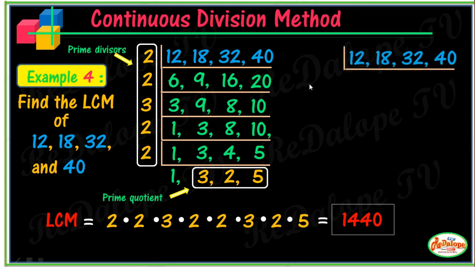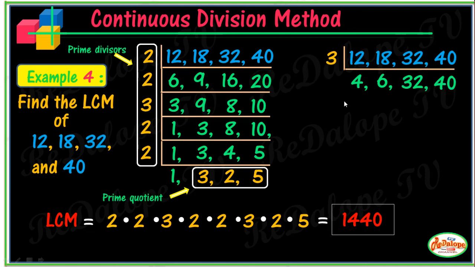Okay, let us try this problem with another solution. 12, 18, 32, 40. Now, if we take notice of this, 12 and 18 can be divided by 3. So, we'll divide this by 3. 12 divided by 3, so that is 4. 18 divided by 3, so that's exactly 6. 32 and 40 cannot be divided by 3, so we bring 32 and 40 down here.